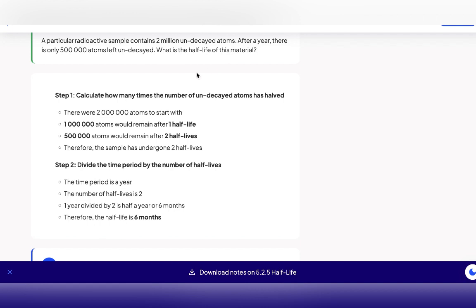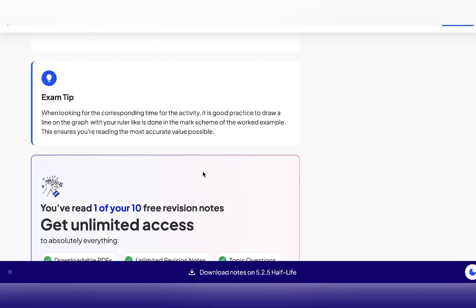What is the half-life of the material? Half-life is 2, but we need to tell the time it takes. So after 1 year, there's only half. So we say 1 year divided by 2 is 6 months. So 6 months is the time it takes for half of it to remain and half of it to go.